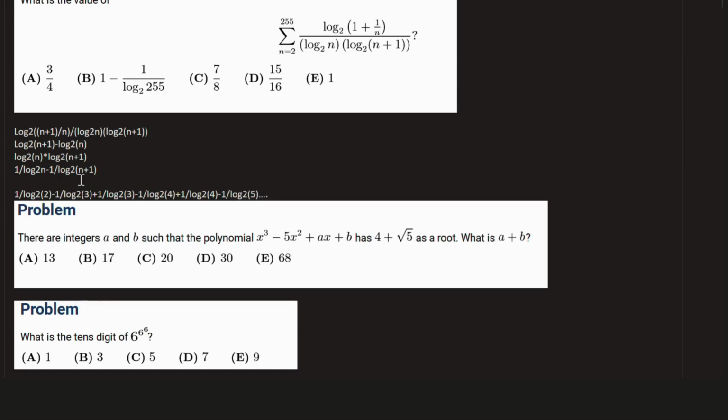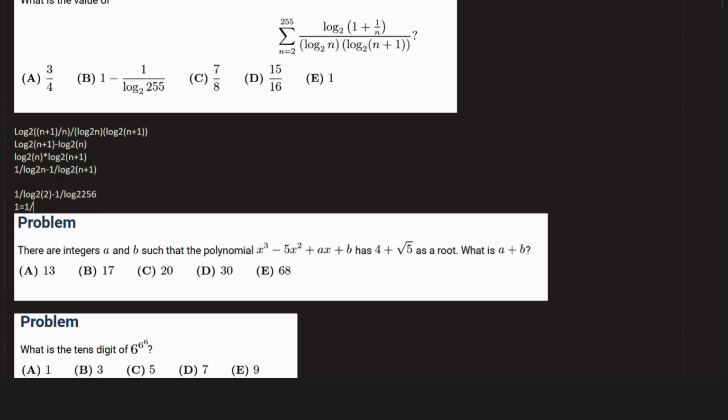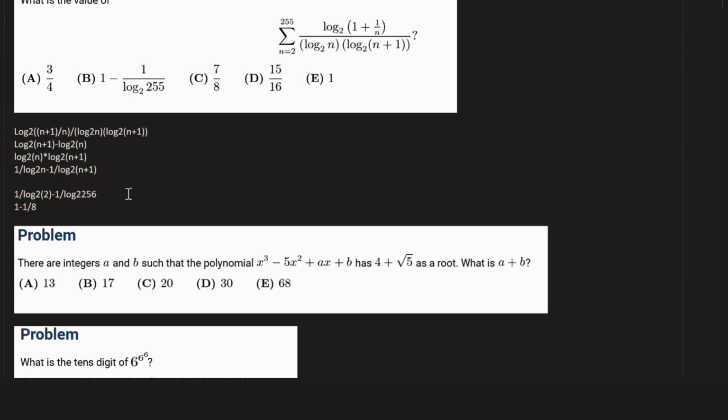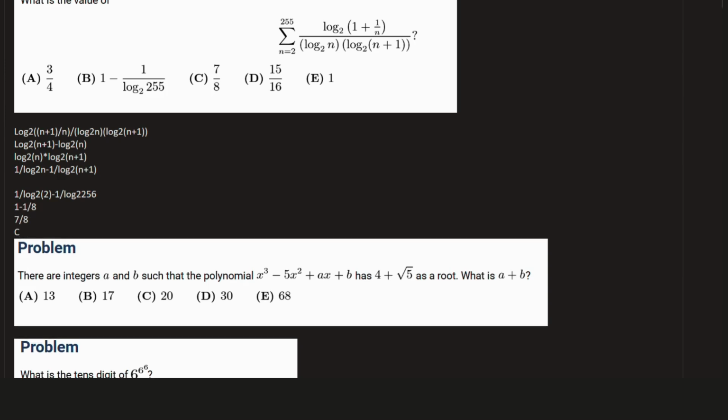And so on all the way until plus 1 over log 2 of 255 minus 1 over log 2 of 256. So all of this will cancel out because it'll telescope, leaving us with 1 over log 2 of 2 minus 1 over log 2 of 256, which is 1 minus 1 over 8, giving us 7 over 8, equals C.